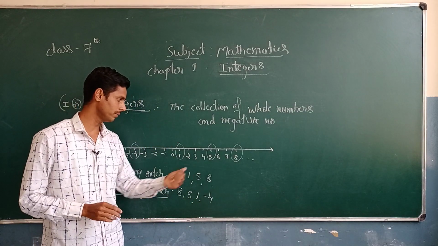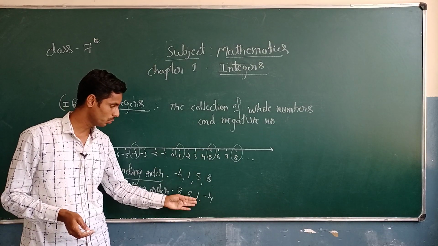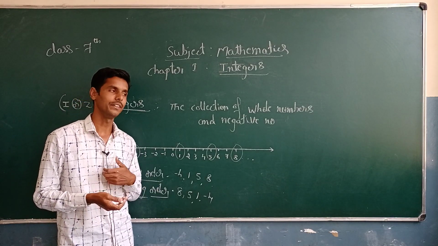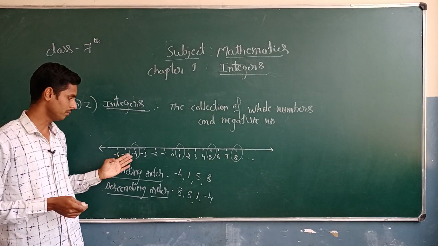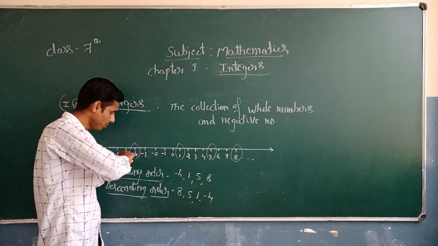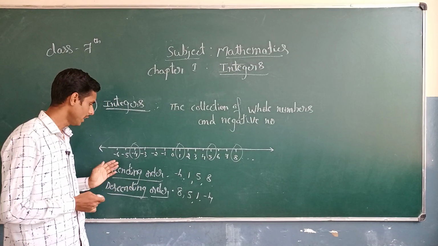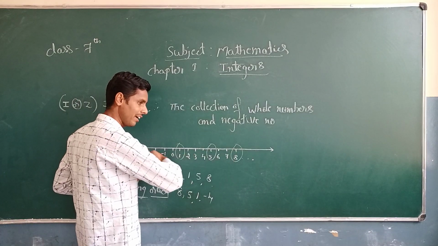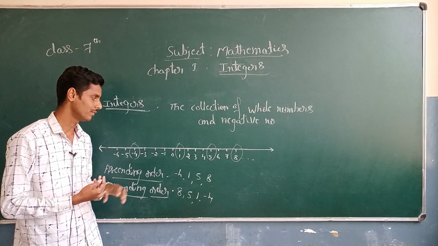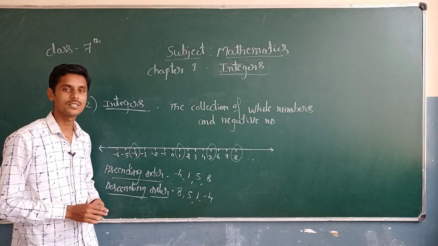The larger number among these numbers is 8. After that, 5 will come. After that, 1 will come. After that, minus 4 will come. Here, we can observe that if we move on the number line from left to right, we get ascending order. Right? If you move from right to left, we get descending order. If the number line is there, we can easily write ascending order as well as descending order.